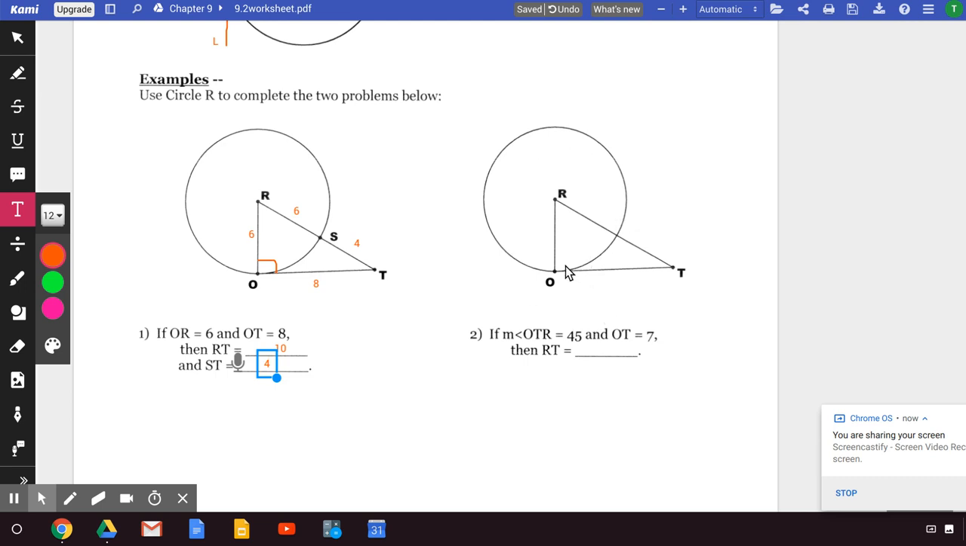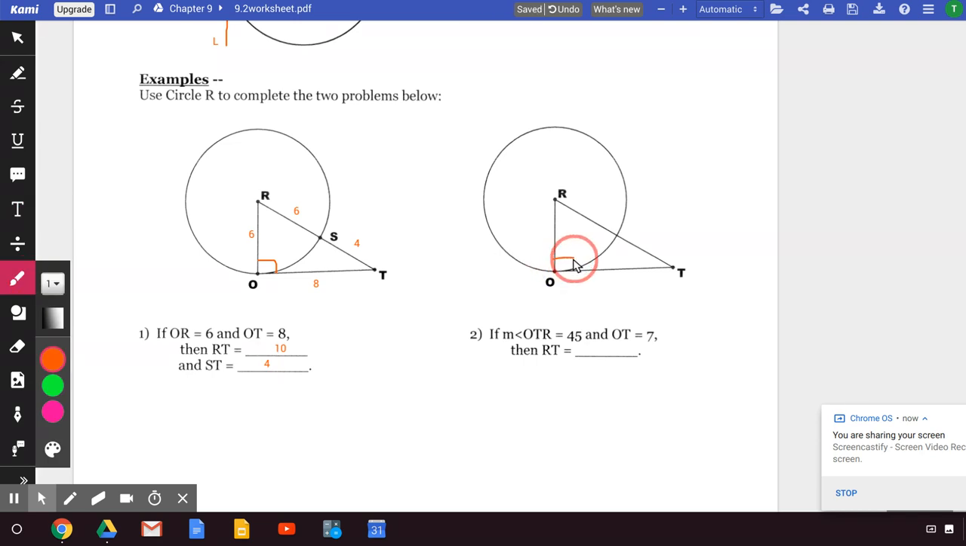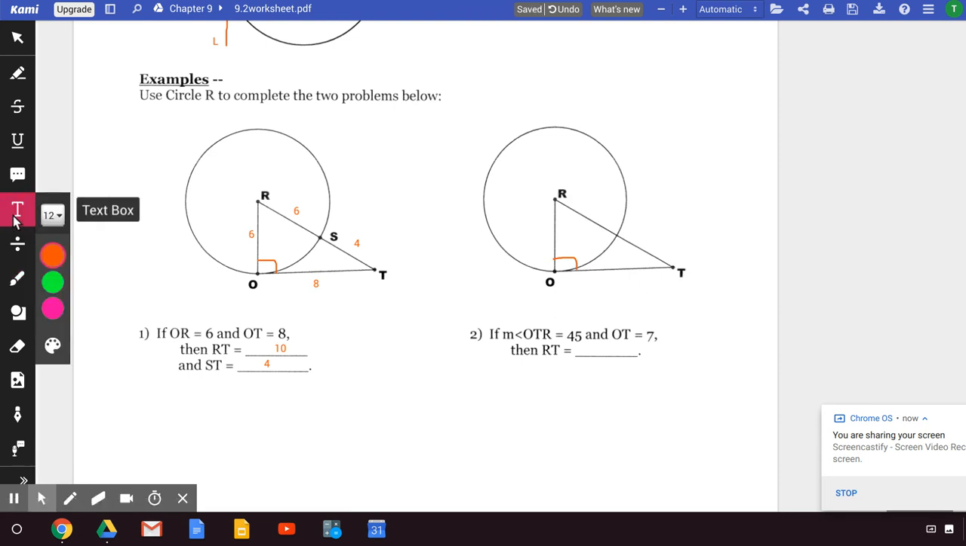In example 2, again, we know that we have a right angle here, making this a right triangle. We're also told that angle OTR is 45 degrees. And if one angle there is 45, then the other has to be 45 to make 180 for the triangle. So that is making this a 45, 45, 90 right triangle.